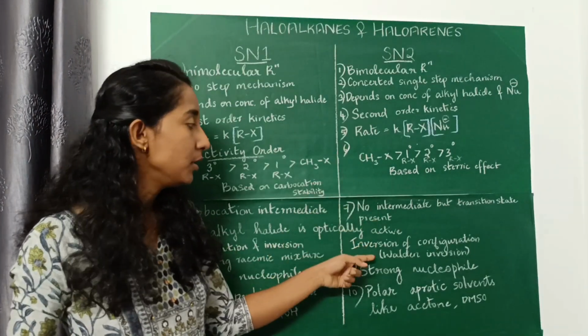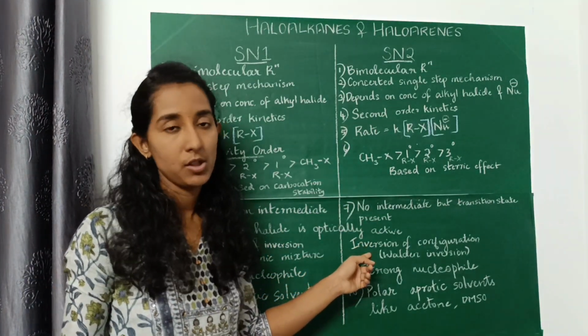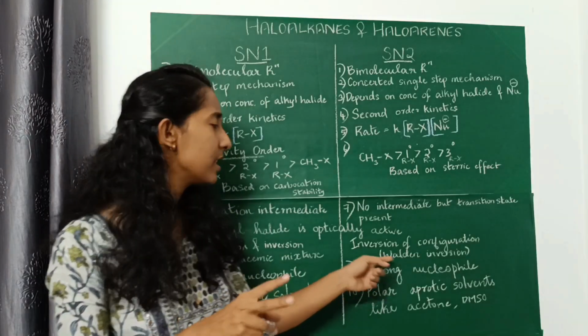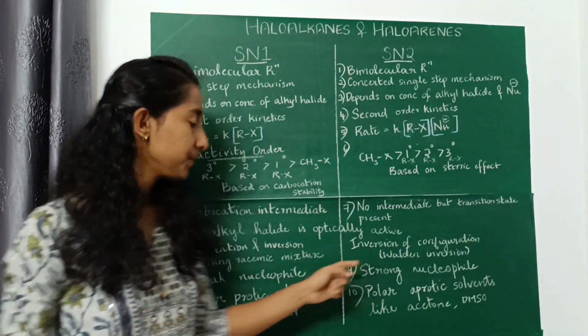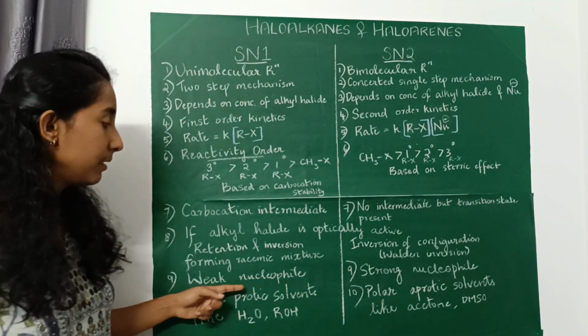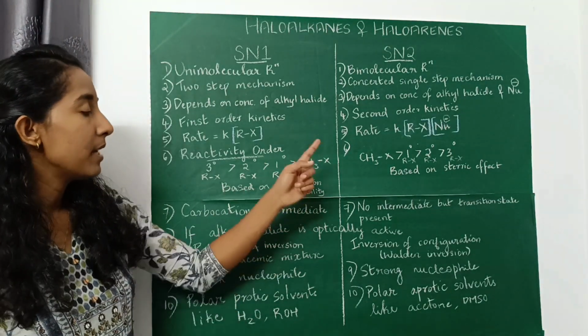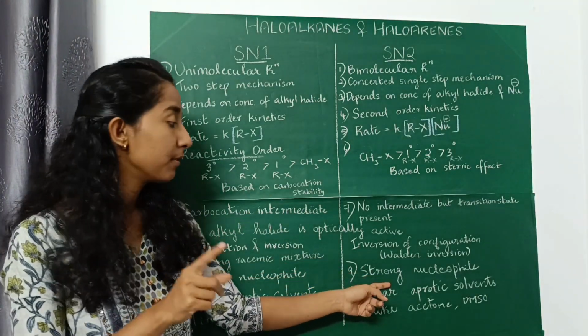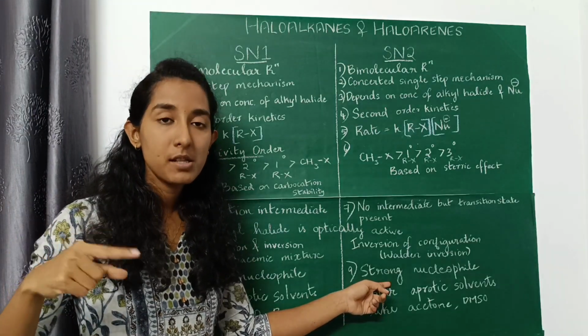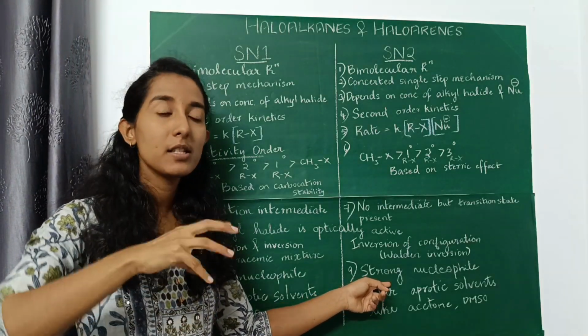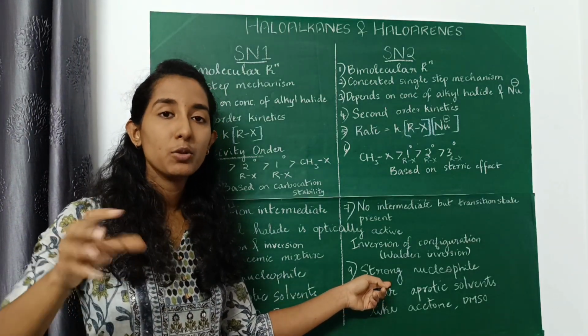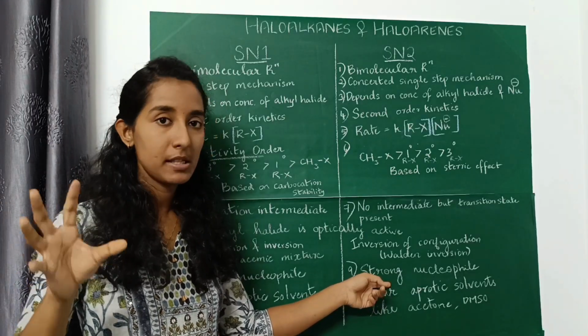Then in the case of SN2, there is only inversion of configuration. You can also call this Walden inversion. I have discussed this in the previous video. Then in SN1 reaction, a weak nucleophile is preferred, whereas in SN2, a strong nucleophile is preferred because it takes place in a single step, as I told you. So the nucleophile must be strong enough to push the leaving group from the substrate.